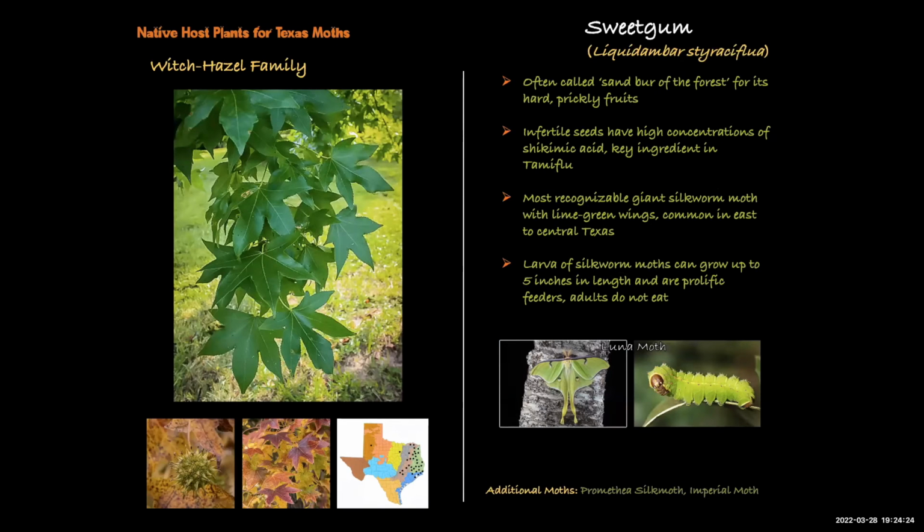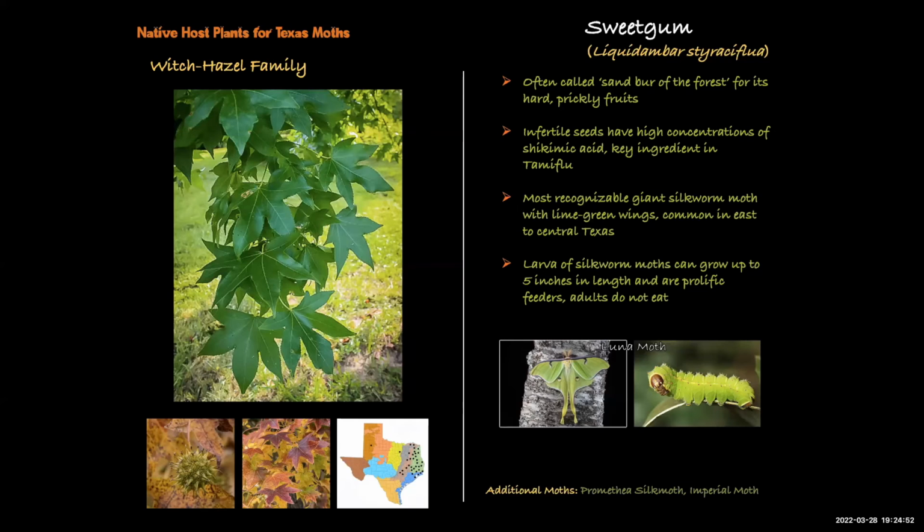Sweetgum is a wonderful plant. It's actually more of an East Texas plant, but it does work here in Central Texas. It's often called sandbur of the forest for its hard, prickly fruits that you can see pictured in the bottom left. The infertile seeds from these fruits have high concentrations of something called shikimic acid, and that shikimic acid is a key ingredient in the drug Tamiflu.